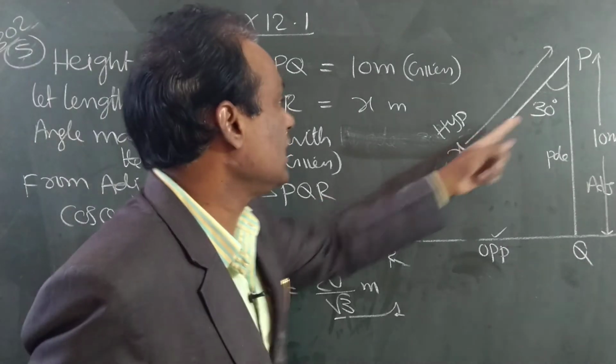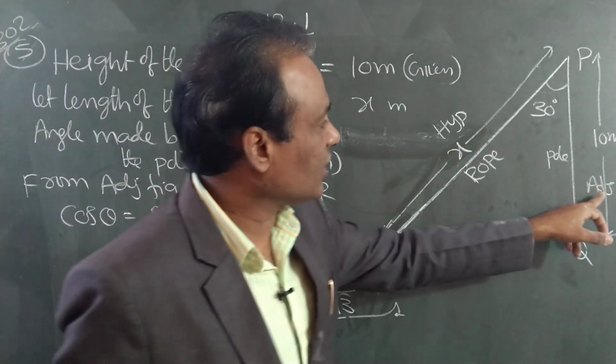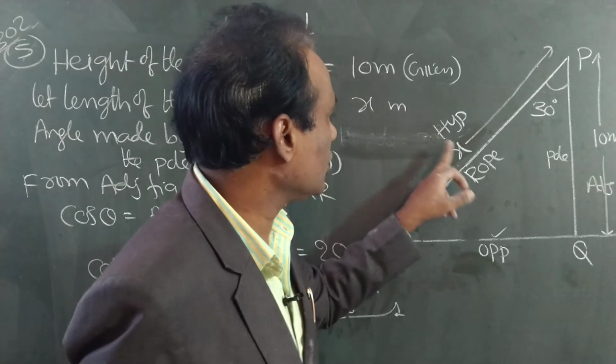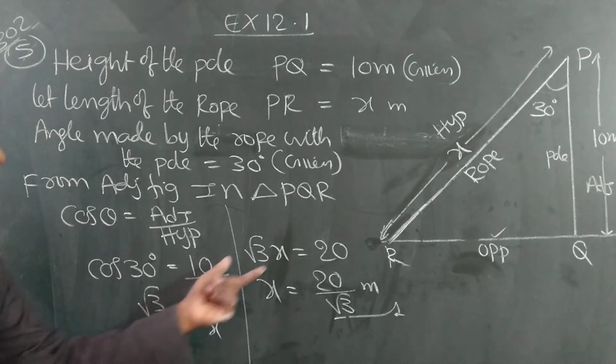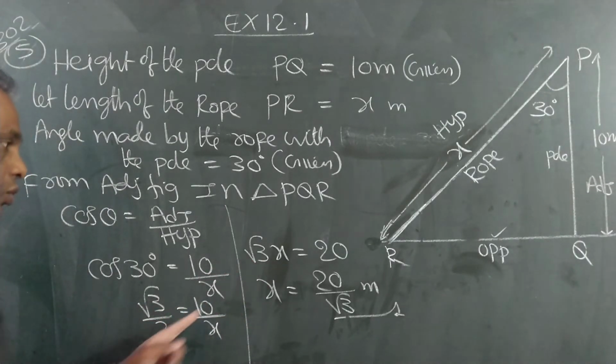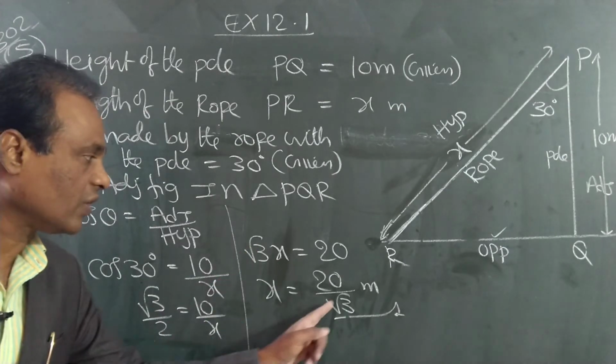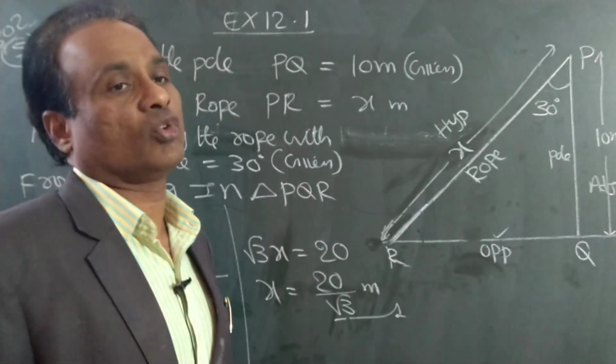Theta is 30. Cos 30 is equal to adjacent, which is 10, over hypotenuse, which is x. So 10 by x. Cos 30 value is root 3 by 2. So root 3 into x, root 3x, equals 10 into 2, 20. So x is equal to 20 by root 3, which is the length of this rope.